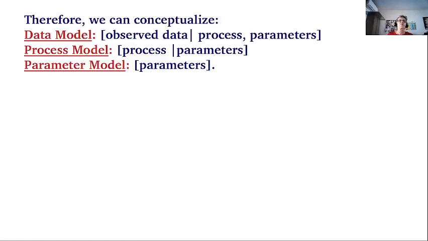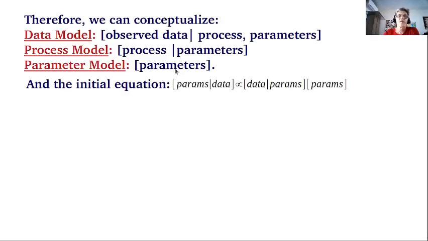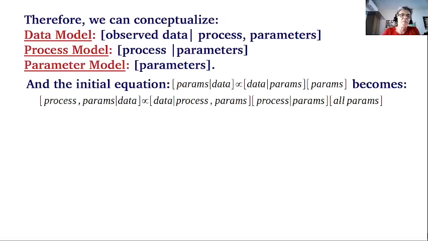Depending on the book, this is often known as process uncertainty. So now we can conceptualize three components: the data model, the process model, and the parameter model. Here, the observed data is conditional on the process and the parameters. The process is conditional on the parameters, and the parameters are just the priors. So let's transform our initial equation, the one shown in the previous slide, in the following way. This becomes the posterior distribution of the process and the parameters given the data, which is proportional to the data given the process and the parameters, times the process given the parameters, and the prior distribution of all the parameters.